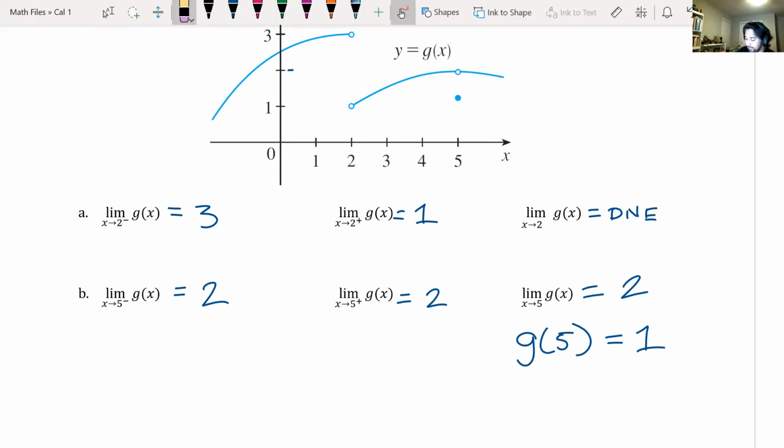Just to make sure I understand, this is for future reference. When you ask if it's continuous, we just pick any point, test it out, and if it's not the same, then it doesn't work. Exactly. Okay, got it. Thanks. You're welcome.